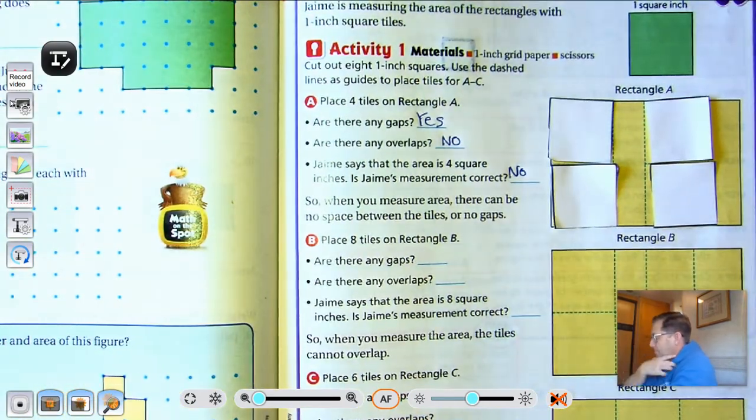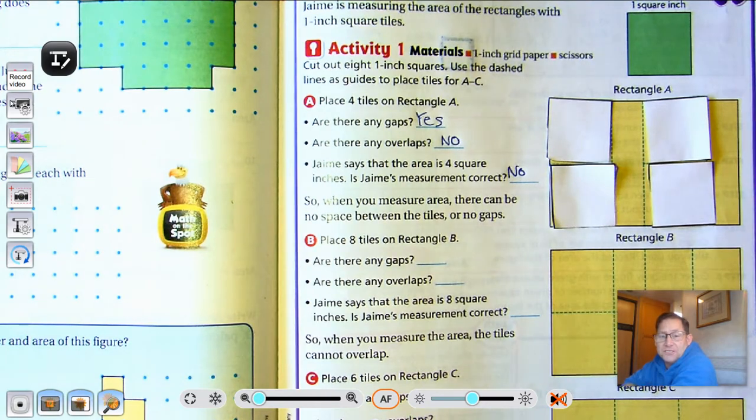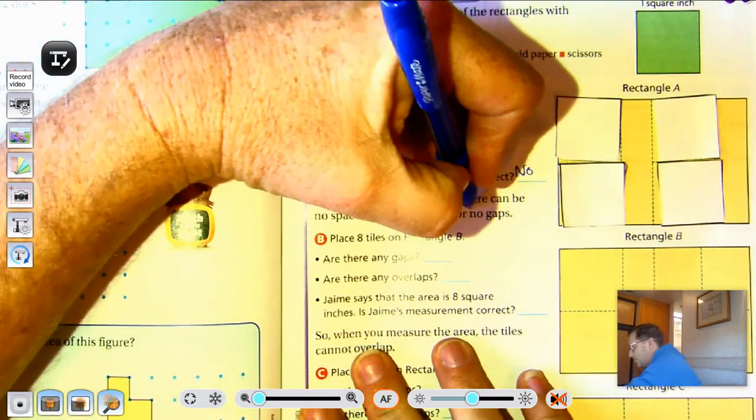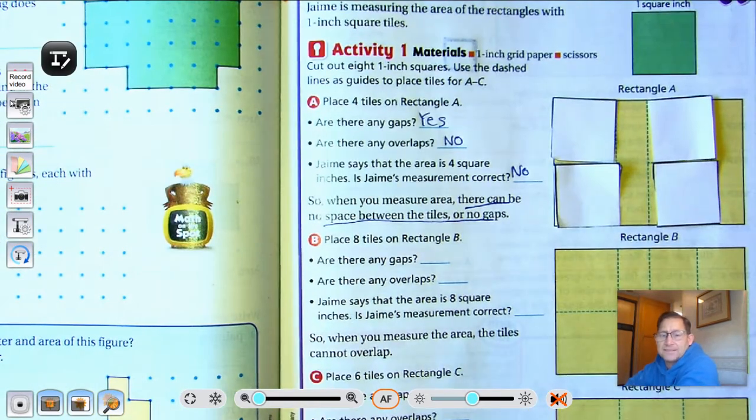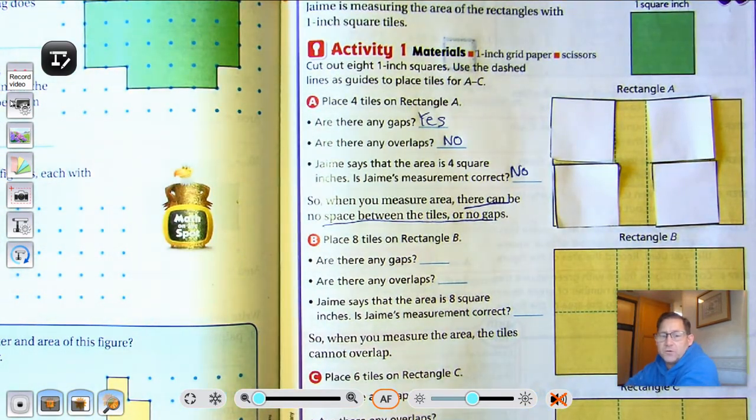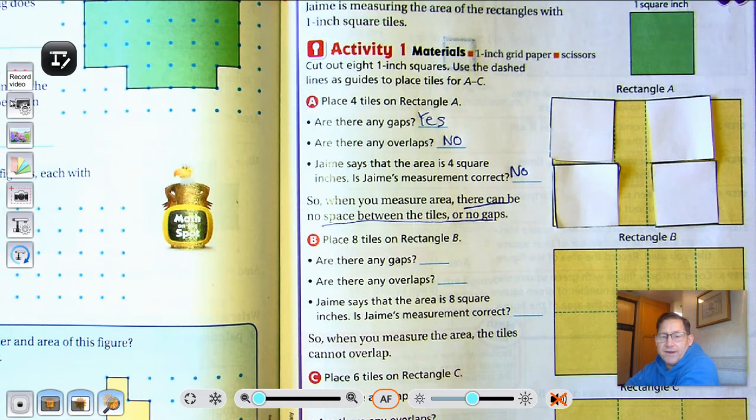Is Jamie's measurement correct? No, if we're measuring all of A, area covers the entire surface inside of a figure. Jamie's leaving out these 2 yellow parts, so no. All right. So when you measure area, there can be no space between the tiles or no gaps. All right, so no gaps when we're measuring area.